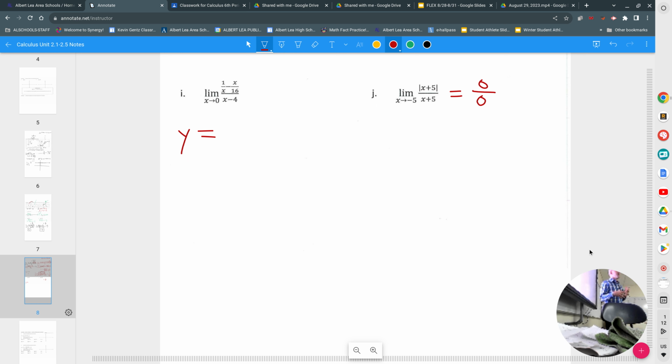And as you're in y equals, notice I can't bring up the calculator. I did find a calculator I can use on this, but we have to purchase it. I'm waiting for the math department to make a purchase and I'll be able to bring a calculator up here. Okay, so sorry about that.